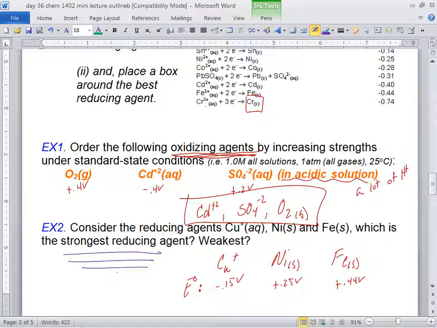Would it be copper still, or would it be nickel? I found all the numbers, right? I had to find them on the product side. I had to flip the E0, so I found these numbers. Then how do you pick the strongest? Has to be the most positive. So it has to be Fe, strongest reducing agent, Fe. So the weakest, everybody, would be copper.